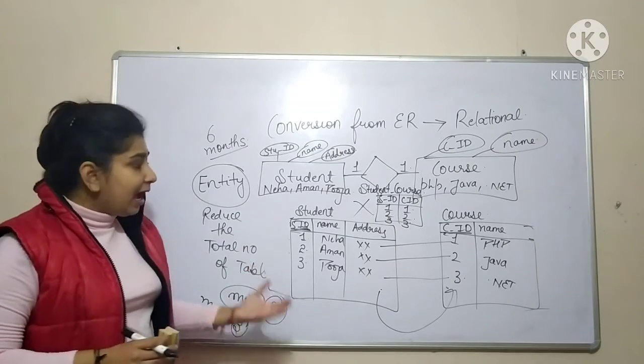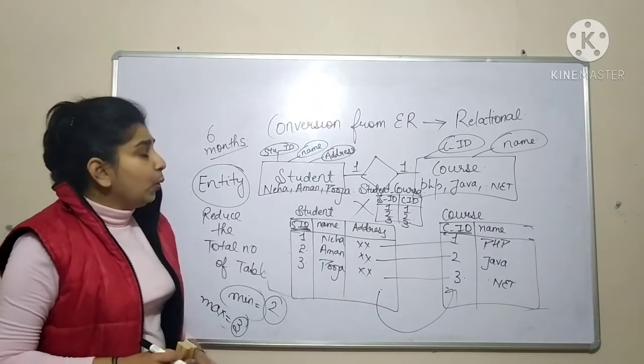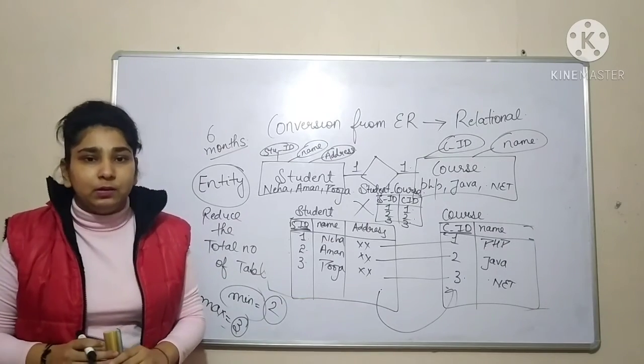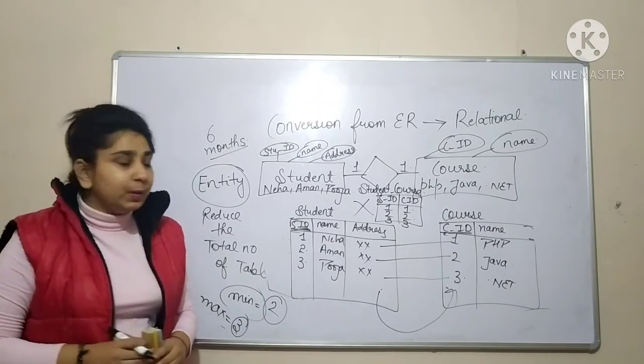Okay, so this is how we convert one-to-one relationship into the relational model. So I hope that you are clear with it.